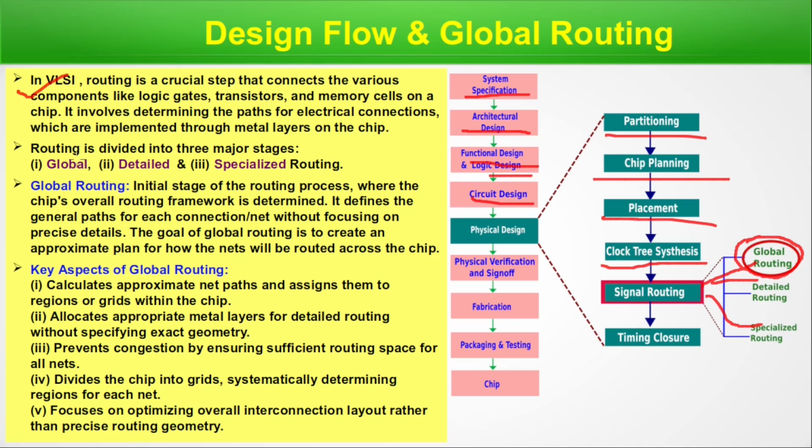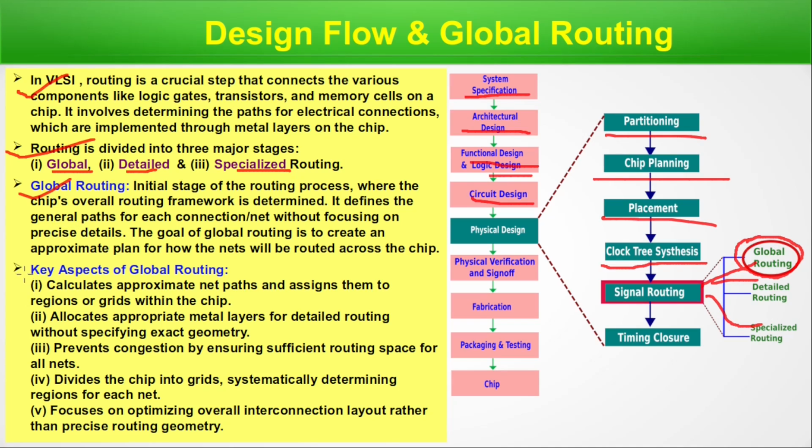Routing is divided into 3 major steps: global, detailed and specialized routing. Global routing is basically the initial stage of routing. Detailed routing is more detailed, and in specialized routing, special signals like the clock signal are taken care of. Global routing is the initial stage of the routing process where the chip's overall routing framework is determined. It defines the general paths for each connection or net without focusing on precise details. The goal of global routing is to create an approximate plan for how the nets will be routed across the chip.